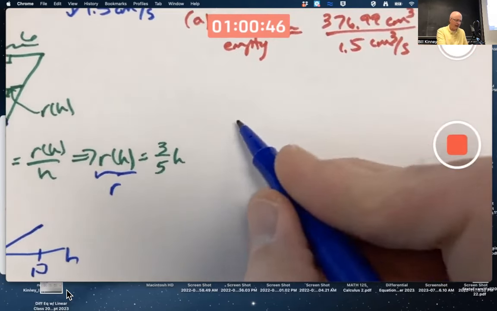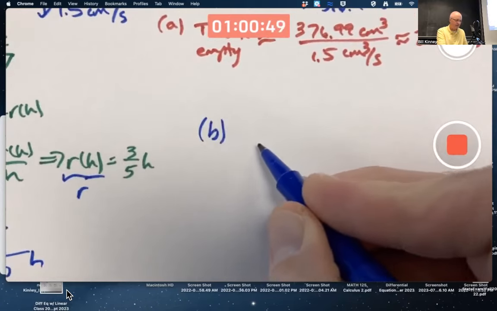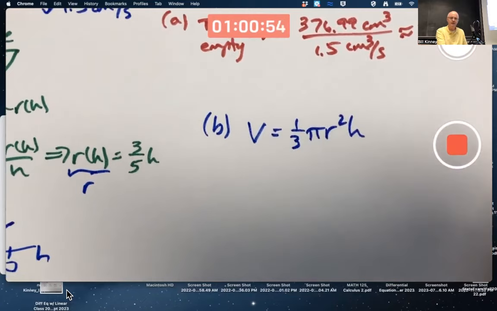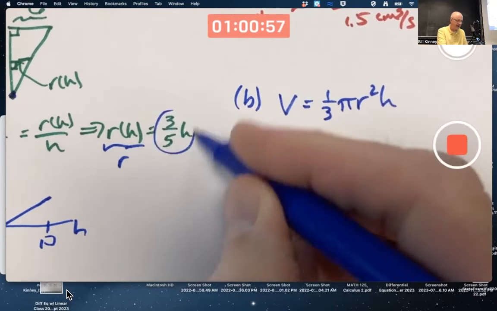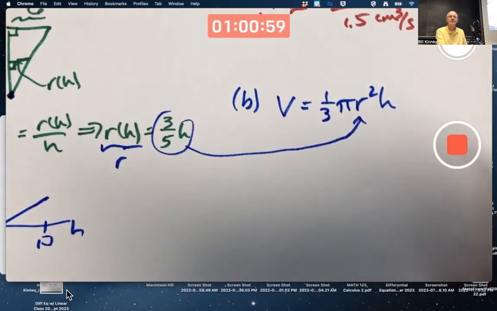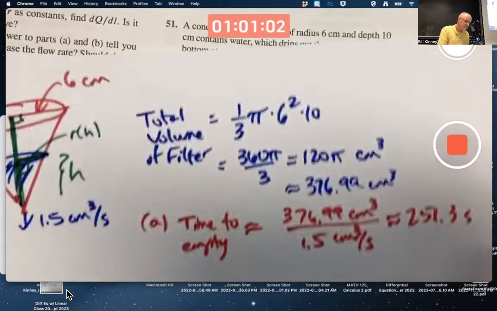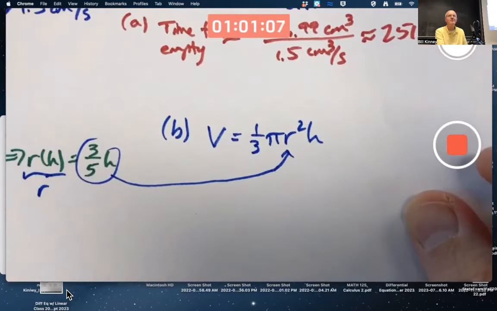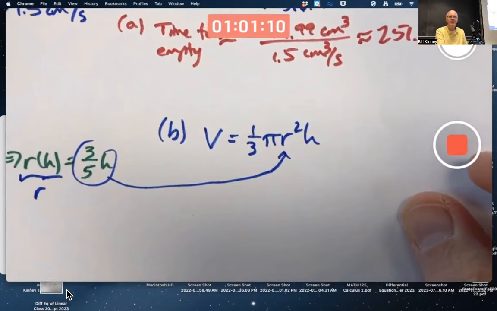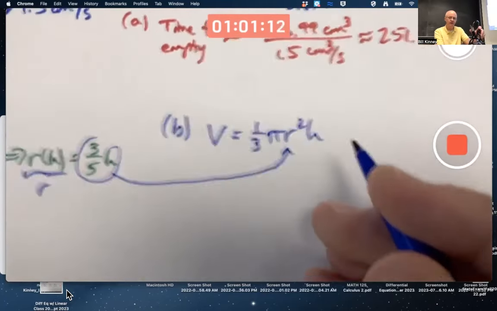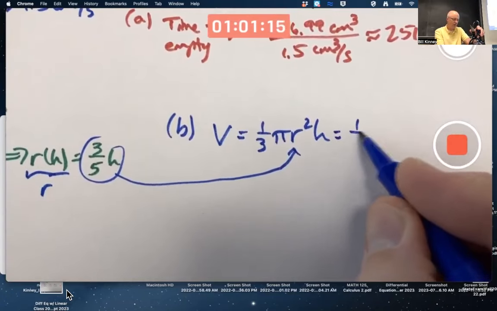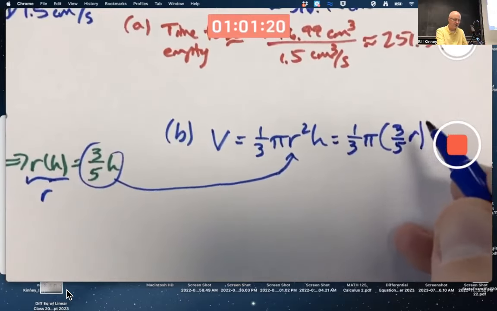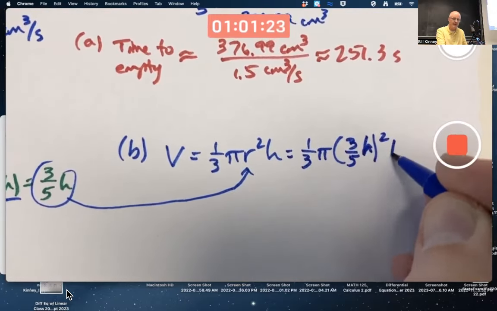We're after the volume now. Volume is 1/3 pi r squared h, but now replace r with 3/5 h. Is that what they say to do? Find the volume of the water when the depth is h. Yeah, they wanted you to find it as a function of h. Replace that r with 3/5 h. You get 1/3 pi times (3/5 h) squared times h.